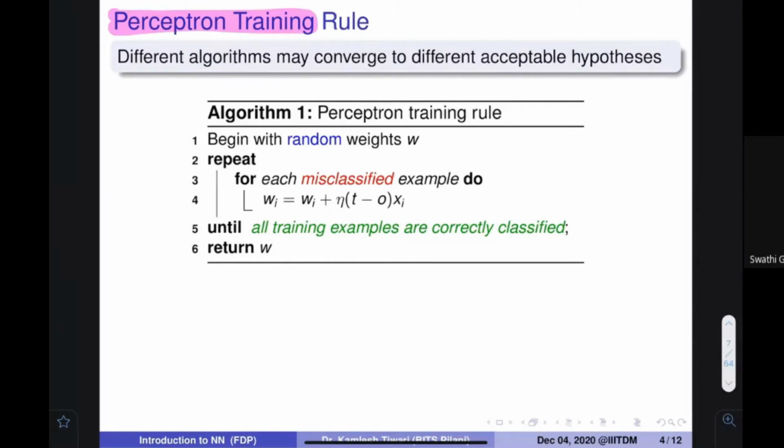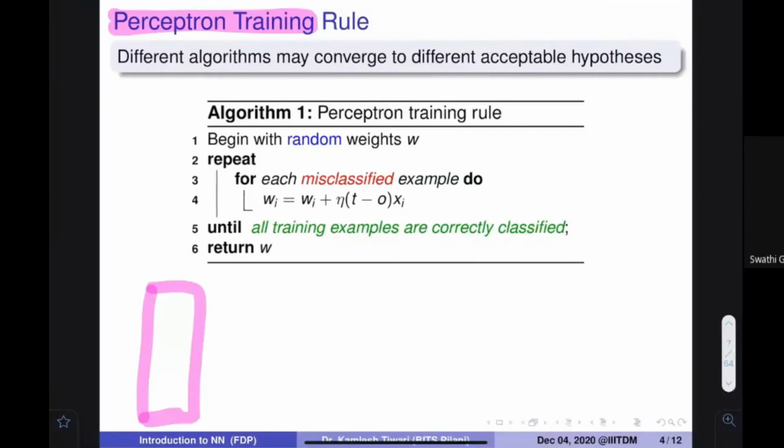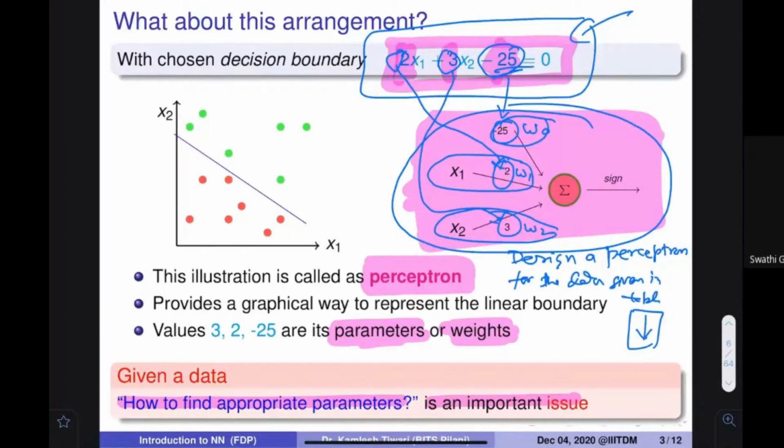What to do? You have a table. This algorithm tells you that you want to find these things. So let me give some names. This is W0, this is W1, this is W2. W2 is associated with X2, W1 is associated with X1, and W0 is actually a free parameter. Make sense? So how many parameters do I have? W0, W1 and W2, and please note that I have to converge to these values 2, 3 and minus 25. Initially I don't know what the values are.